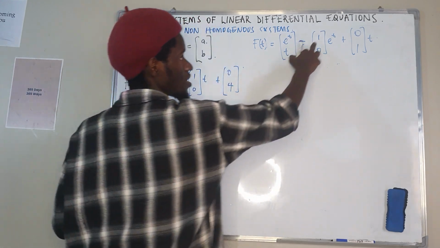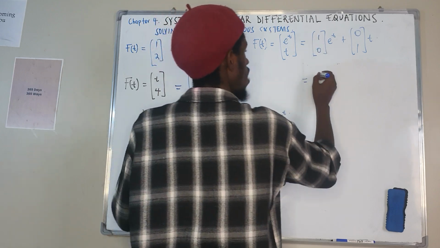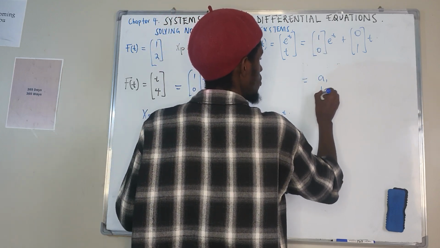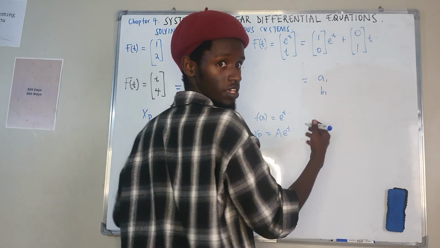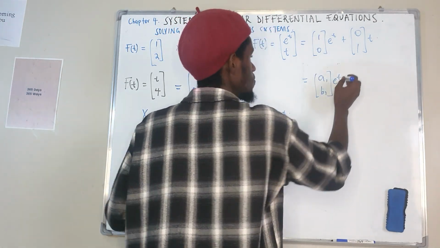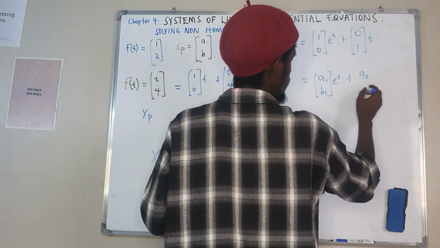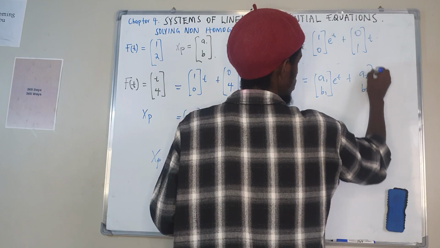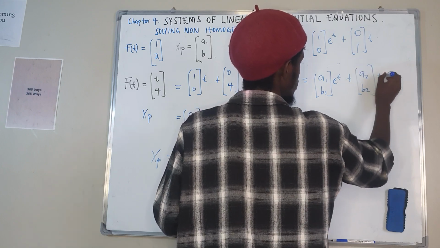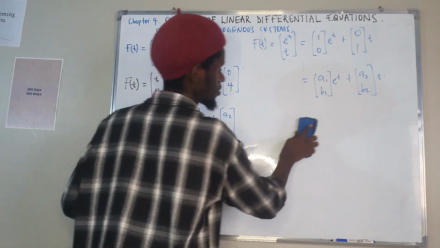Therefore, I'll write something like a here. Inside here I have a1, then b1, because this has to be the same thing. Then e power t, and then plus. Now, since I have a1 and here a2, and then here I have b2 t like that.